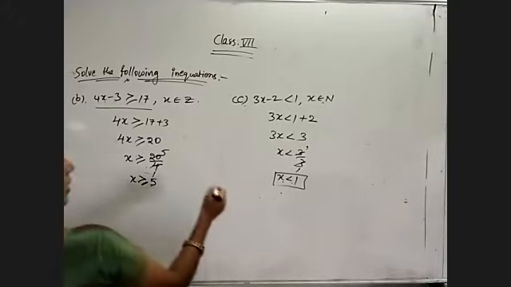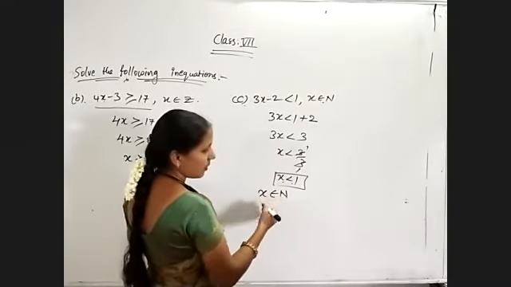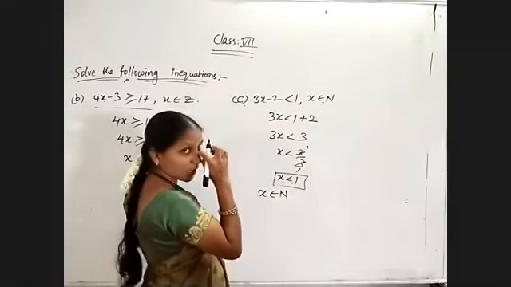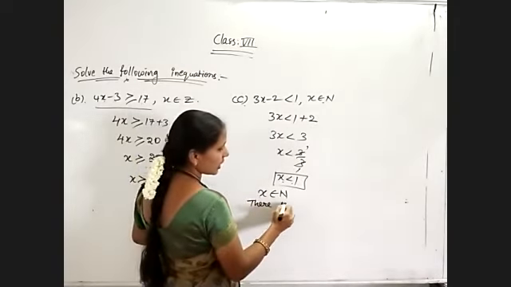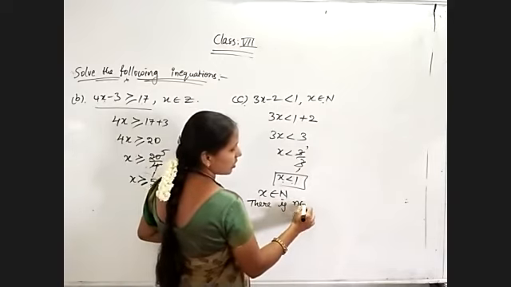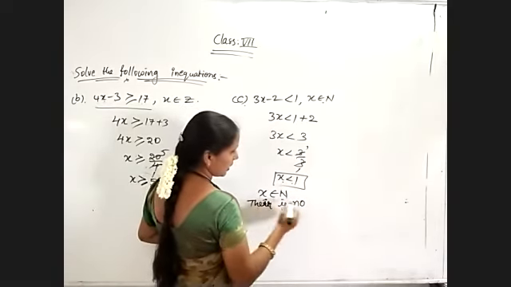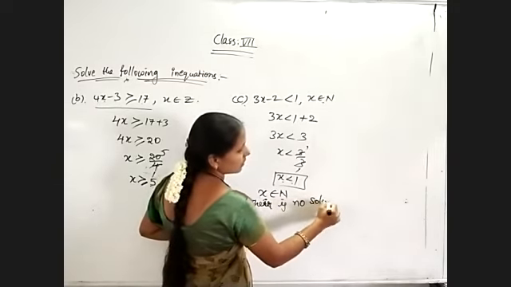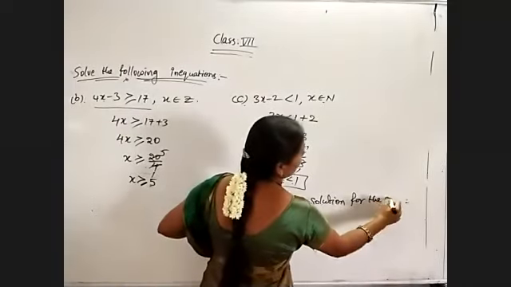So x less than 1 but x belongs to N. Before 1, N starts with 1 only. Therefore, there is no solution for the given inequation.